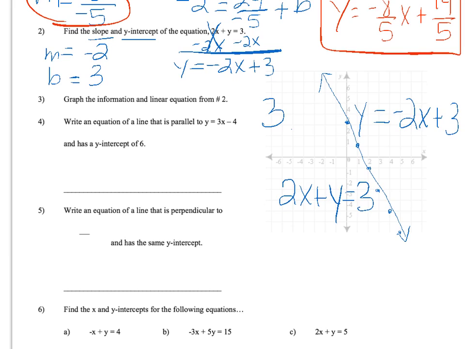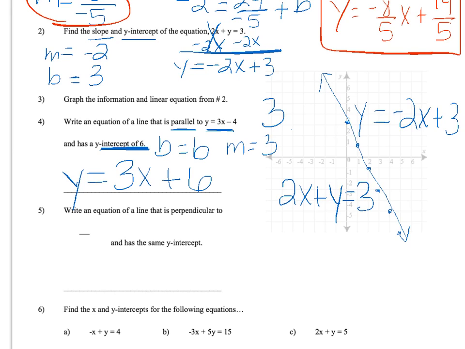Number 4 says, write an equation of a line that is parallel to y equals 3x minus 4 and has a y-intercept of 6. So our b value is 6, and our slope is positive 3 because parallel lines have the same slopes. So if I were to write the equation, y equals m, which is 3x, plus b, which is positive 6.